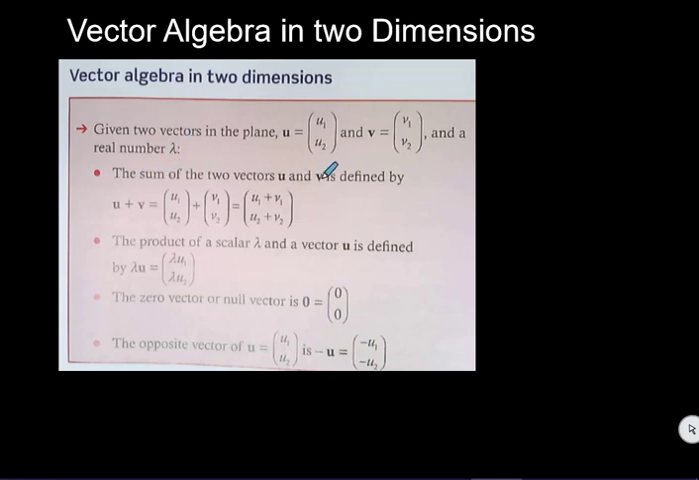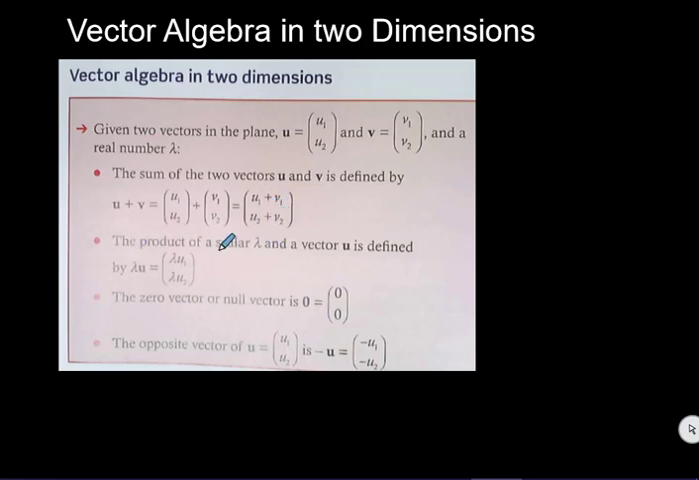The sum of two vectors, u and v, is defined by u plus v. We can take the column vector u with components u sub 1, u sub 2, plus the column vector v sub 1, v sub 2, and then you can write them as one vector this way, so we can add them together.